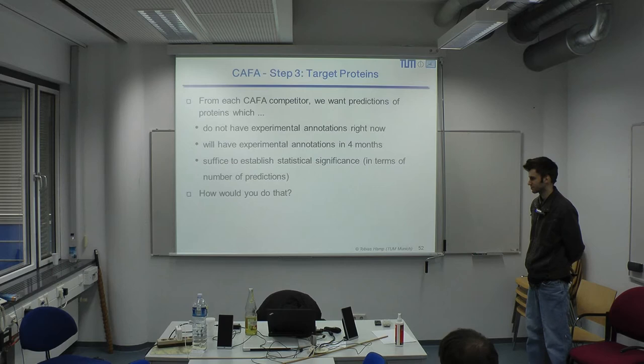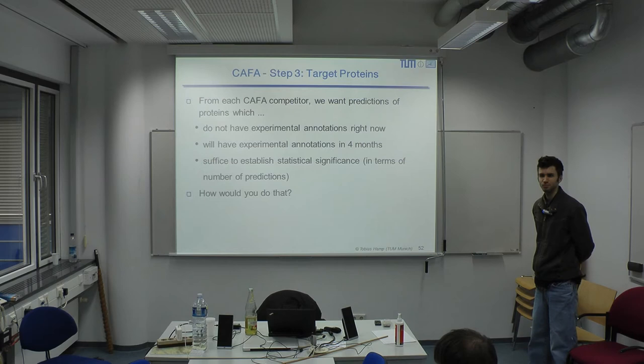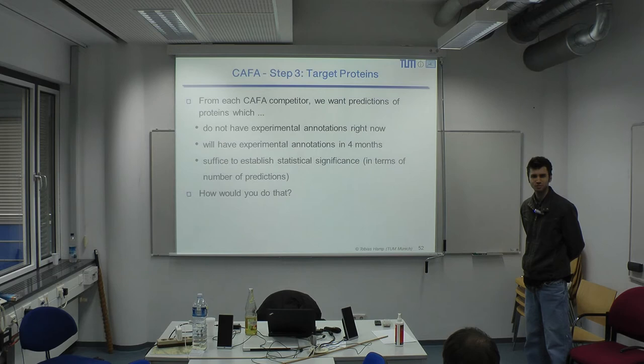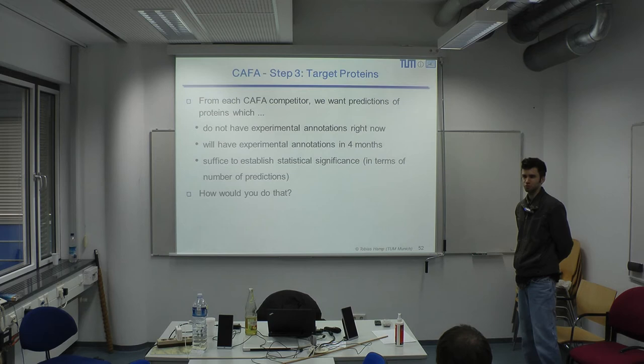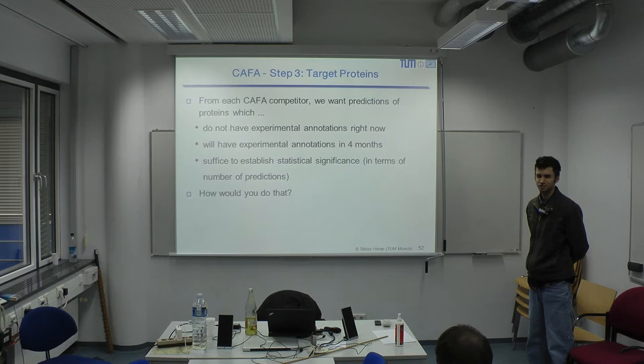So how did CASP do it? Do you know? You all know CASP, right? I think they just asked around different experimental labs to tell them what they are going to publish. True. The problem with function prediction is that there are way too many labs for that. You can think of structure as one function, but now we have, I don't know, thousands of functions. So that's not an option here.